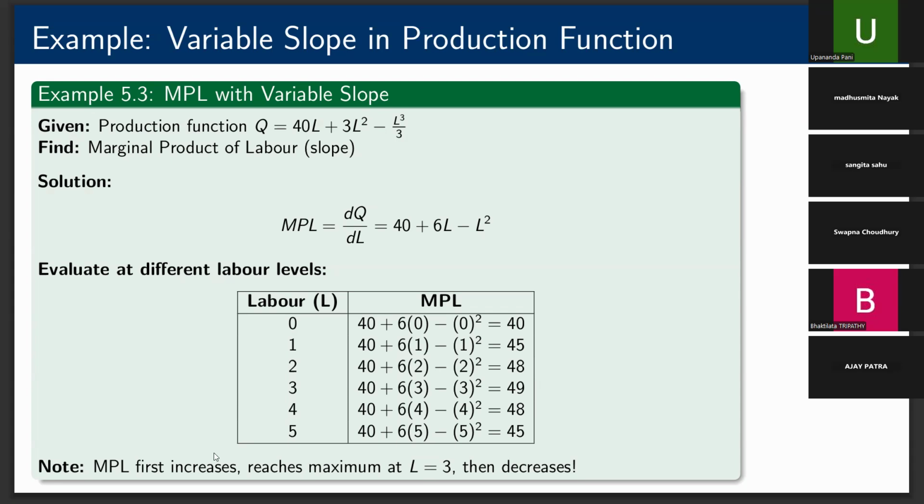Okay, here you see that MPL increases fast, reaches its maximum at L equal to 3. Here 40, 45, 48 goes on increasing, remains at the optimum equal to 49, again goes on falling. So what type of shape will it be? The marginal product of labor will take this shape. Marginal product increases, then reaches its maximum, then declines. So what is this maximum point? Here, the value of L is equal to 3. This is how the diagram will be drawn. It is an inverted U shape or parabolic function.